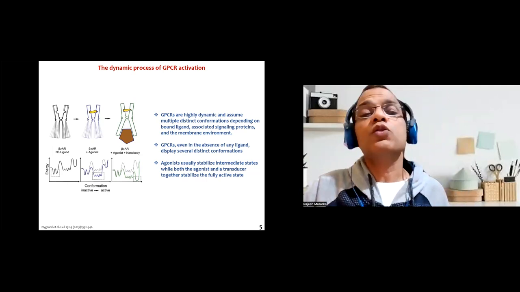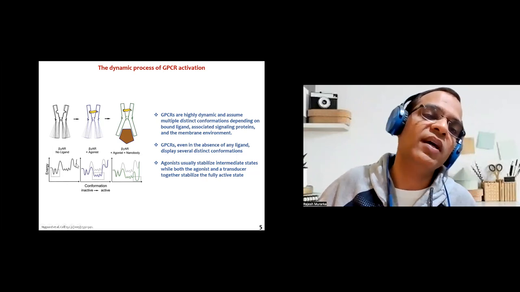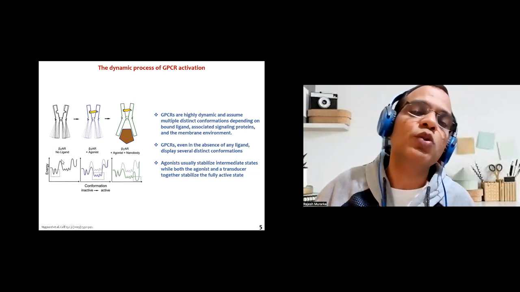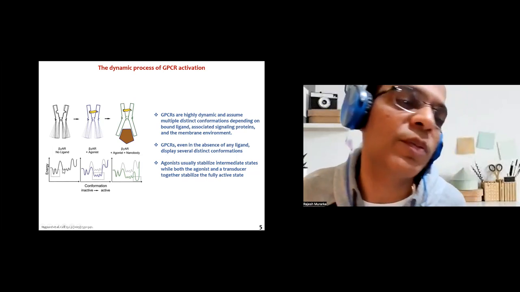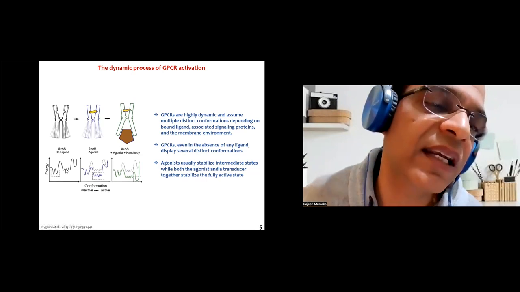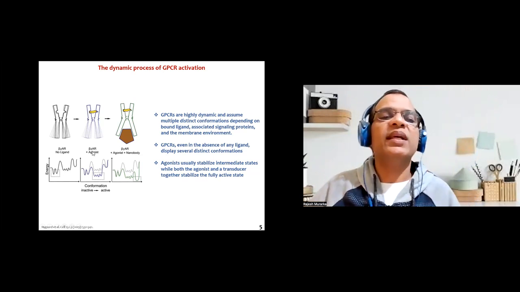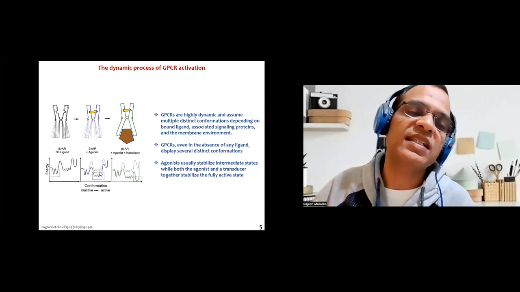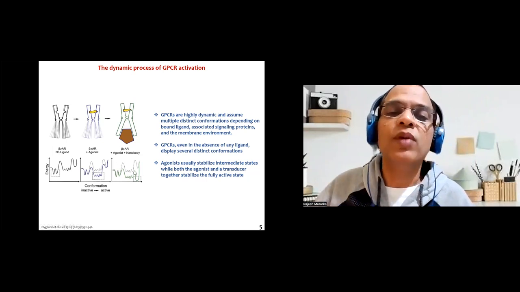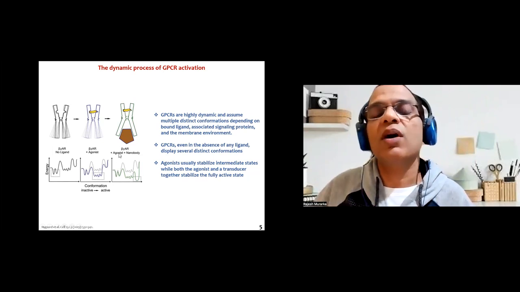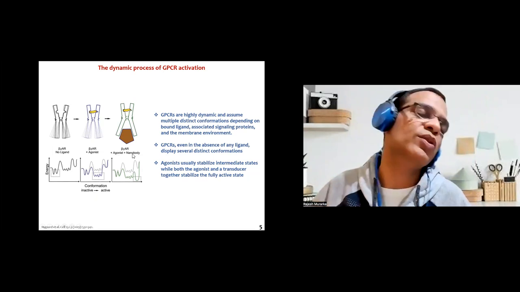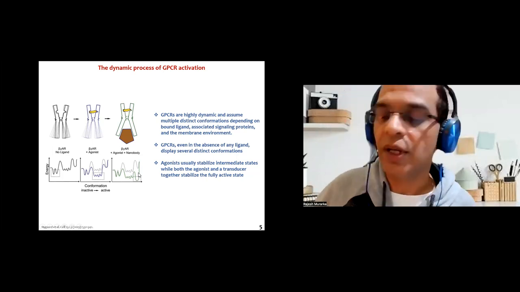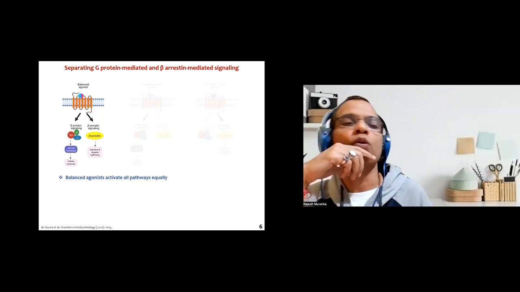conformations. And it is schematically shown here that even in the absence of ligand, that means the apo receptor, also displays many distinct conformations, including the inactive state here, the active state, and many intermediate states. But as soon as the agonist comes and binds, mostly the intermediate states get stabilized. And for full activation of this receptor, it requires both agonist and the transducers to bind together, then the fully activated state of the receptor is achieved. Okay, so this is what is known in the literature.